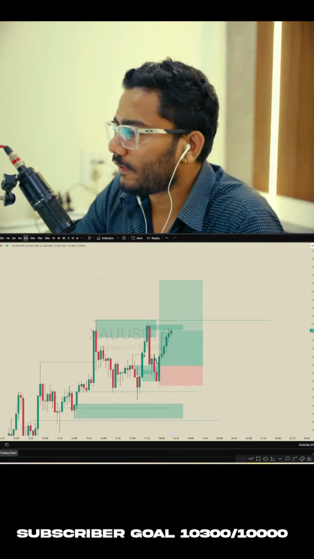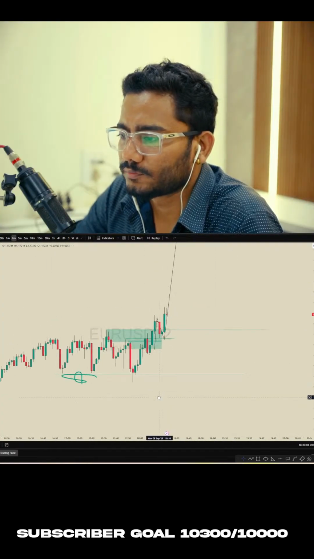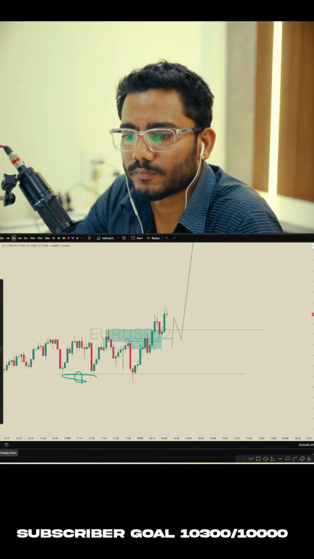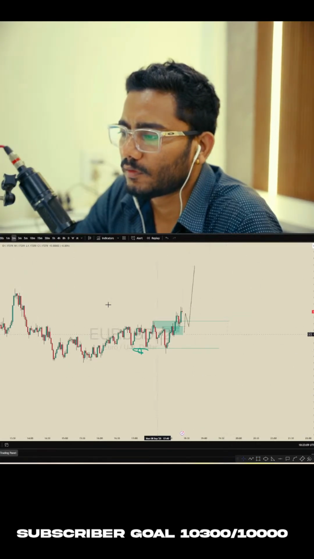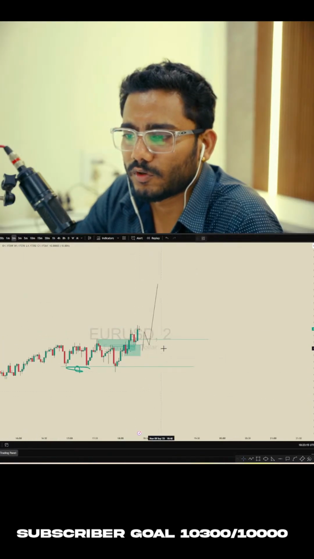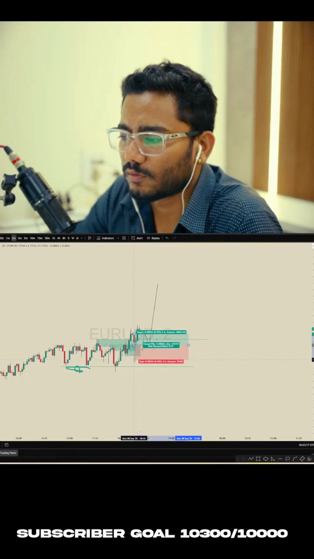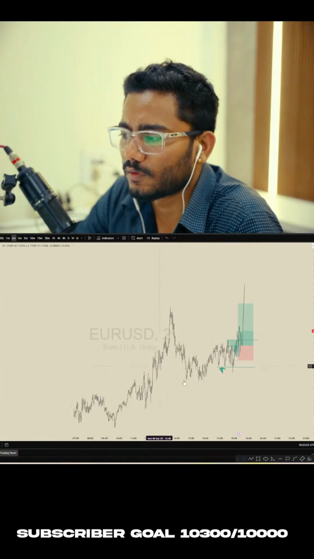So price has reacted from our EURUSD order block, breaker block, retested our area. It's continuing to the upside. So if you have entered in this, put your stop loss below this low. Now this is a strong low, and then you can target the next high, which is this one.